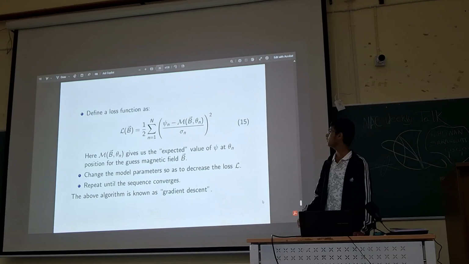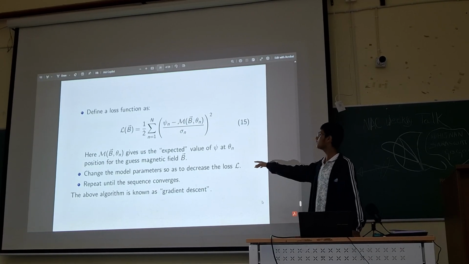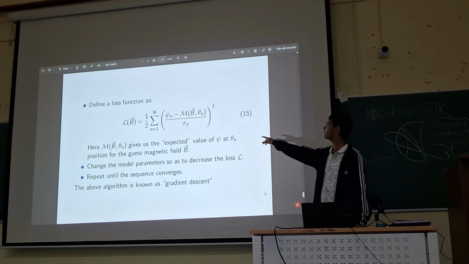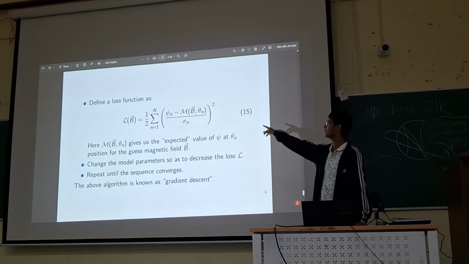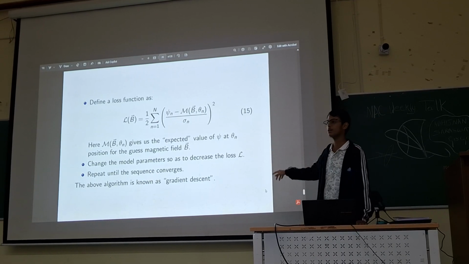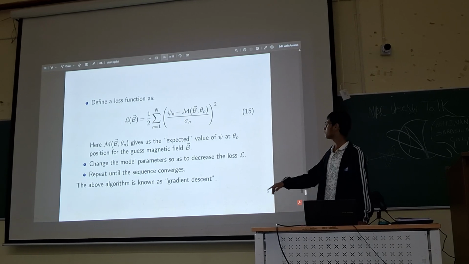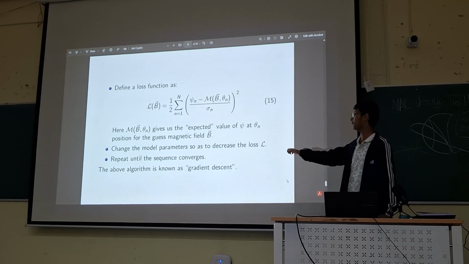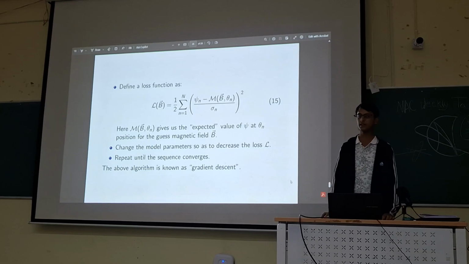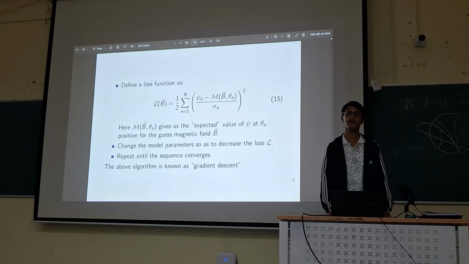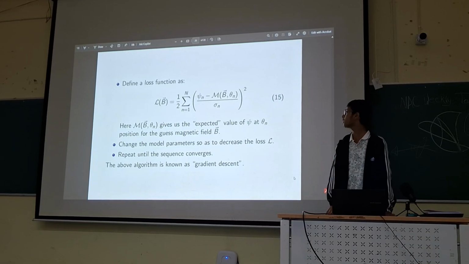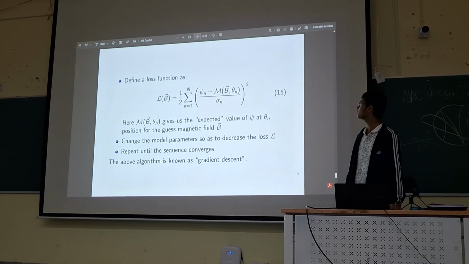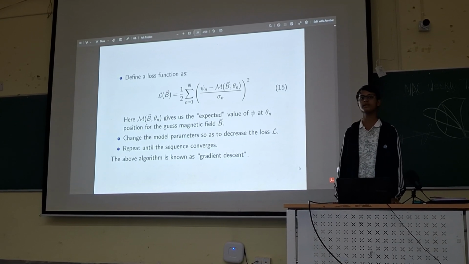What we are going to do is try to change our model parameters, the parameters of the magnetic field, such that the value of the loss decreases. We want to minimize our loss, and we do that until we get the minimum value of the loss we can get. This algorithm is known as gradient descent. It is a very common machine learning algorithm, and it can be used here to determine the structure of the magnetic field.